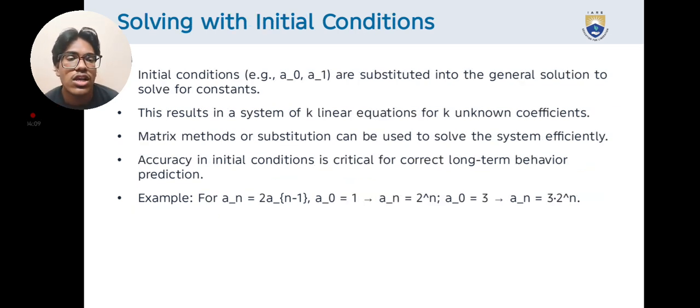Solving with initial conditions. Initial conditions are substituted in the general solution to solve for the constants. This results in a system of k linear equations in k unknown coefficients. Matrix methods or substitution can be used to solve the system of equations. Accuracy in initial conditions is critical for correct long-term behavior prediction.